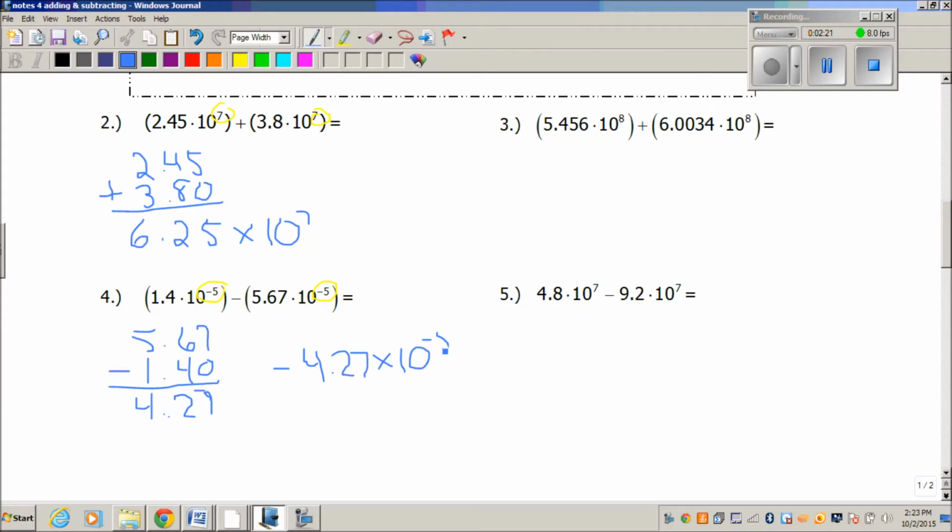10 to the negative 5 is the same as before. Nothing has changed. The only reason my coefficient happens to be negative is because I had a smaller number minus a bigger number. So that would be my final answer. I simply subtract the coefficients and keep the same exponent. Okay, so I'd like you to press pause now and try questions 3 and 5.